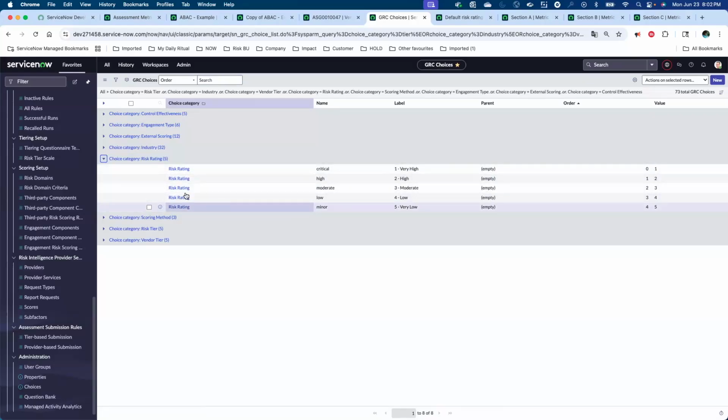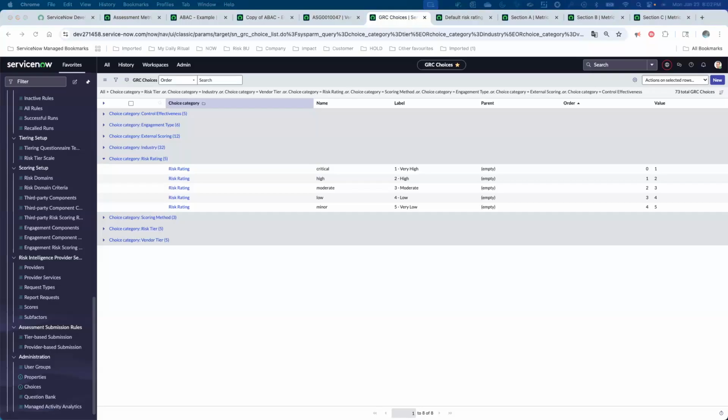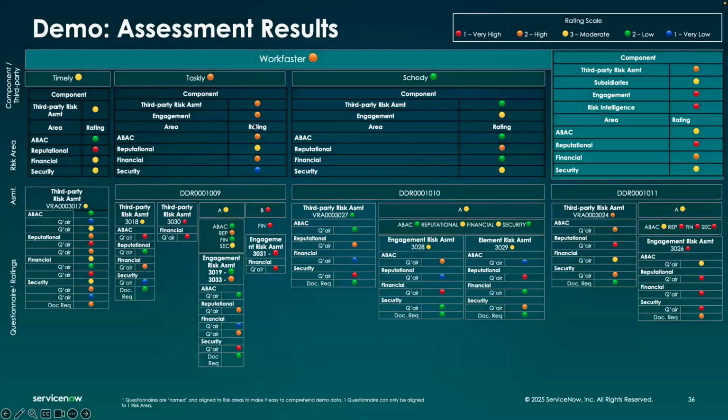So with that, we have pretty much covered everything that we planned to. We have taken a deeper dive look at how the risk scoring works. Just to conclude, this is how we have reviewed this. We have gone through timely, taskly, and schedule, reviewed the components. We have reviewed the risk areas at a component level. We have reviewed, for timely, third-party risk assessments.